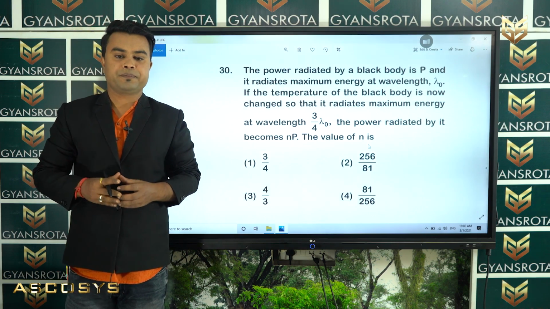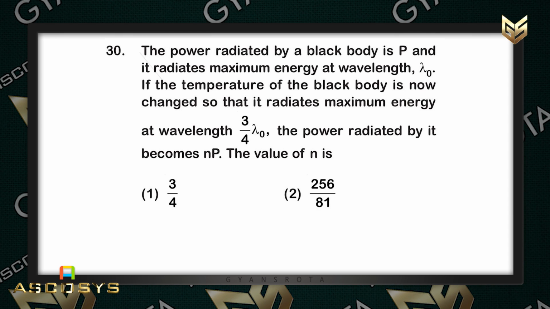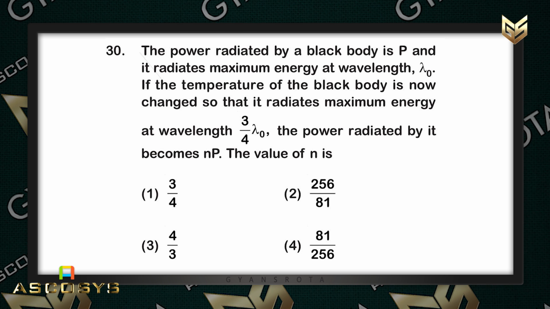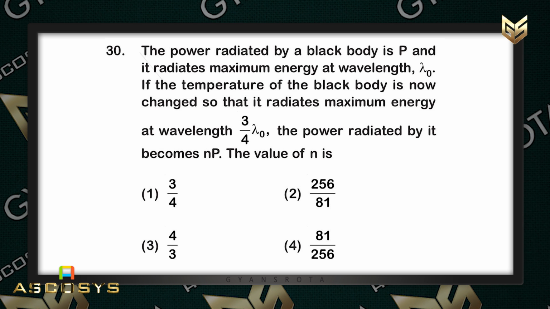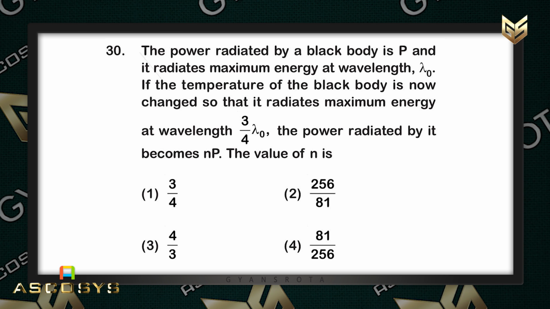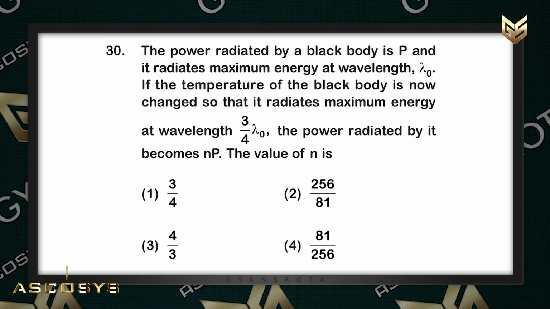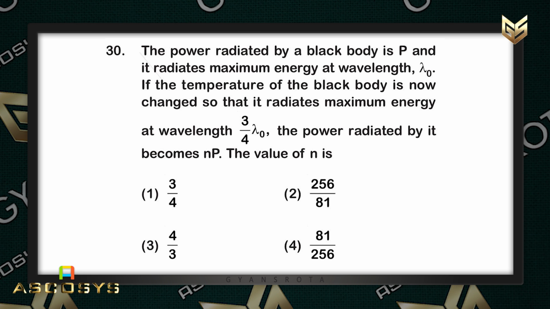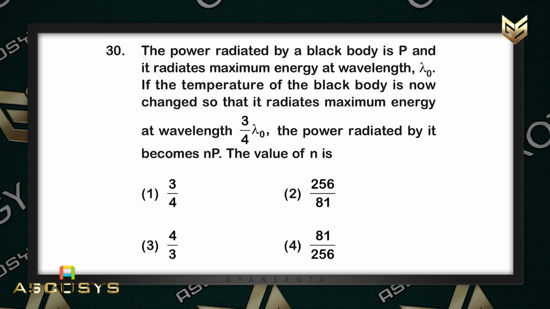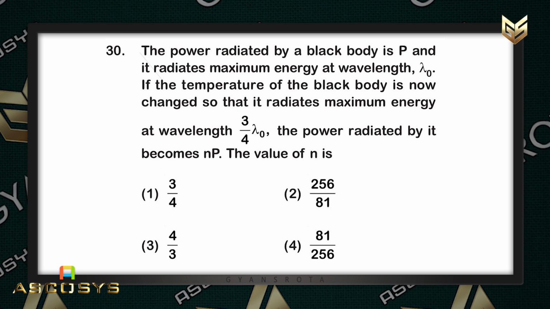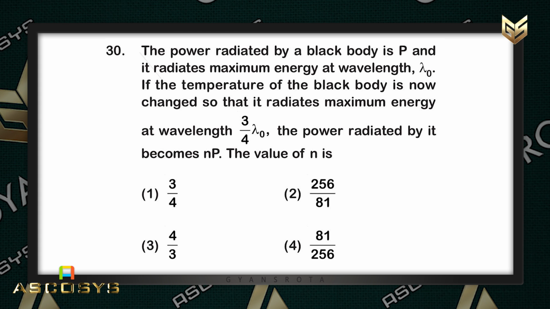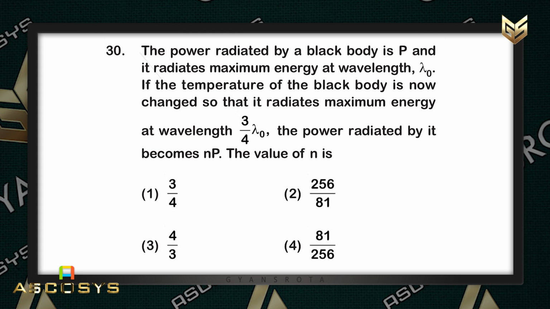Question number 30. The power radiated by a black body is P and it radiates maximum energy at wavelength lambda naught. If the temperature of the black body is now changed so that it radiates maximum energy at wavelength 3/4 of lambda naught, which was initially, the power radiated by it becomes NP. The value of N is how much, that is what we have to calculate.